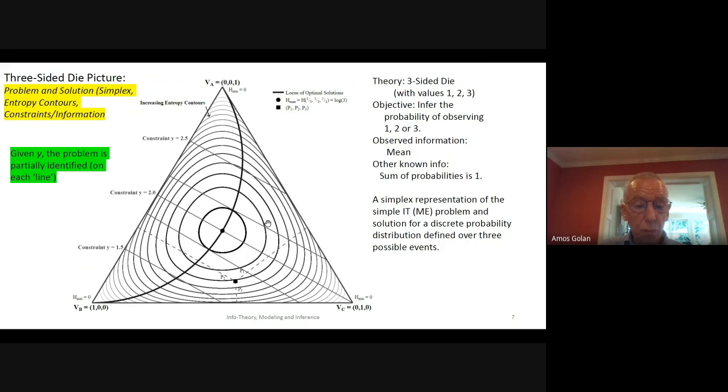And what is the solution? The solution is, of course, the point where the contour, or the indifference entropy curve here, is tangent to the constraint, to the mean constraint. For example, if this is the mean constraint, then this here is the solution. So it's where one is tangent to the other. In other words, the slope of this line and the slope at this point of the indifference curve are exactly the same. And the same thing here, and as we go along.